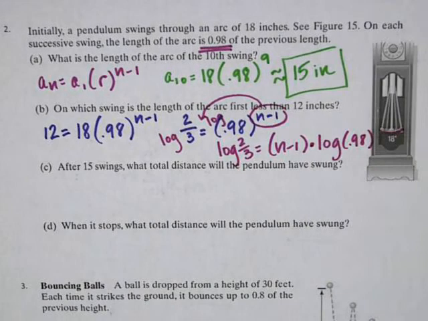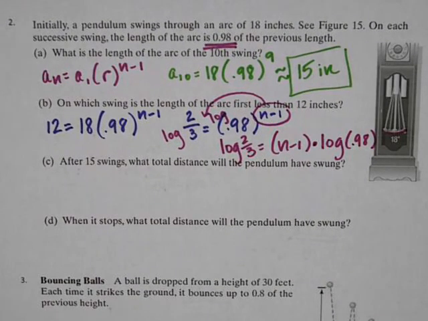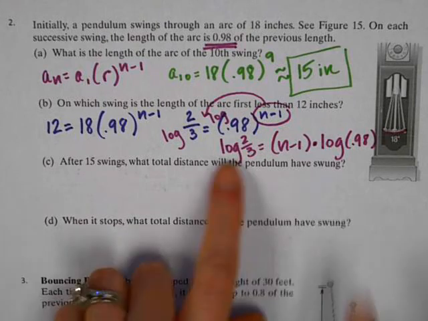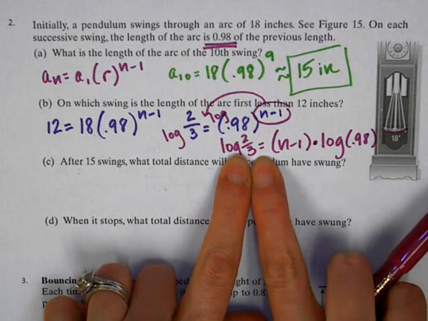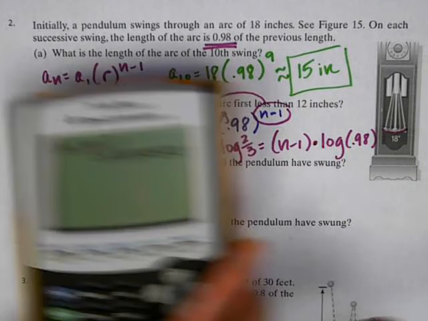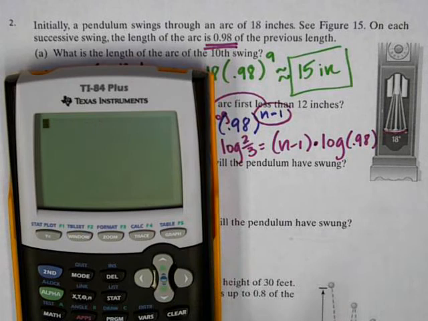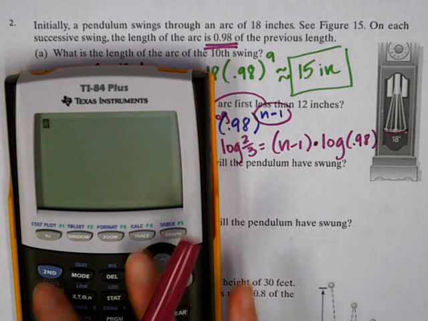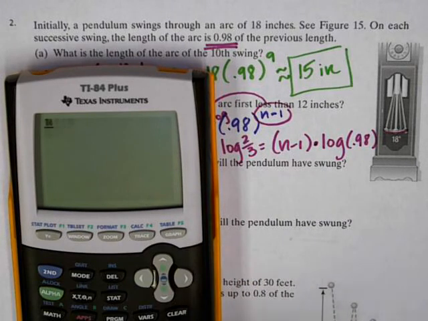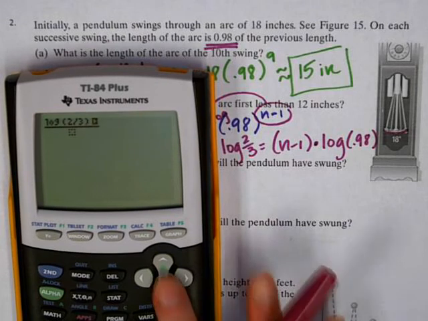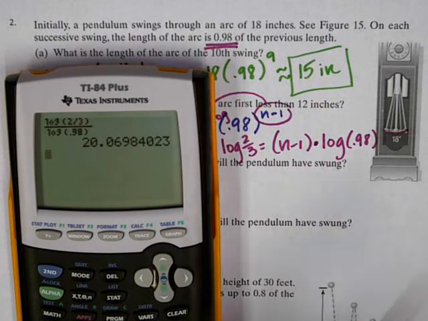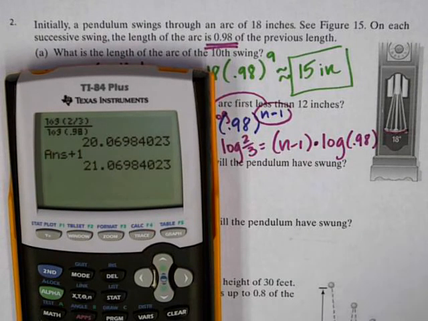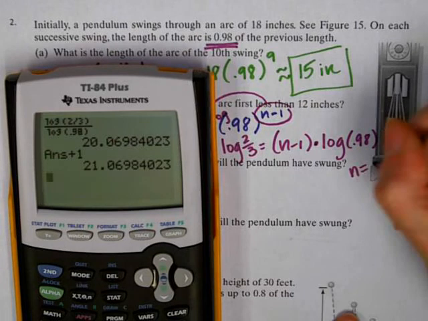And now you guys have to solve for n. So a couple ways. I would probably divide these and then just add the 1 over to get n. So I would probably do log of 2/3 divided by log of 0.98. And then I would just add 1 to isolate n. All right, so n is 21.07.